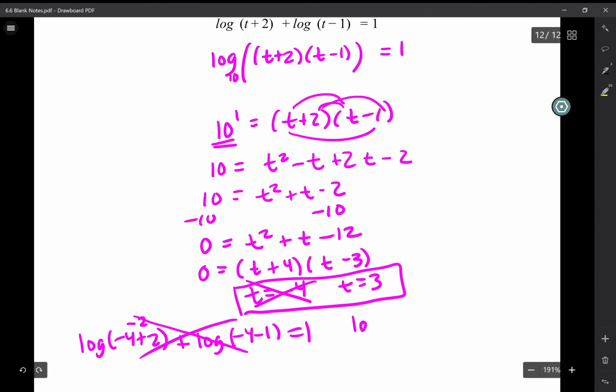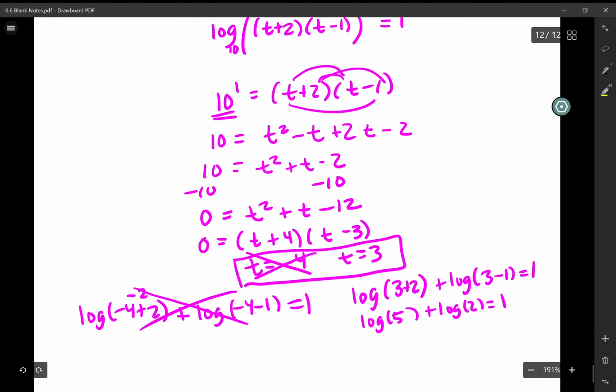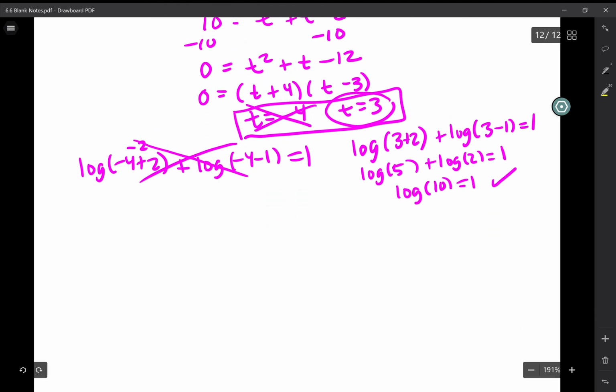Let's try the 3. Log of 3 plus 2 plus log of 3 minus 1. Is this equal to 1? Well, this is log of 5 plus log of 2. Is this equal to 1? This is log of 5 times 2, which is 10, and log of 10 is equal to 1 because 10 to the 1 is 10. Check. And that's my solution. All right, that's the end of this video.